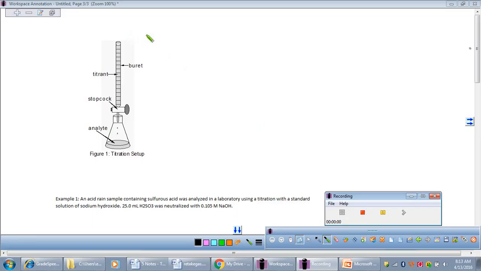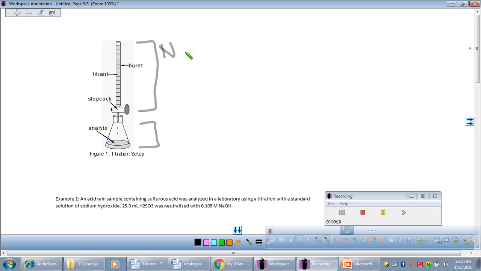So titration is the lab that you did. What you need to know is that you have a burette and an Erlenmeyer flask. What's in the burette is a titrant, and that is going to usually be the base. In your lab it was NaOH, and it's of a known concentration. You need to know its molarity.